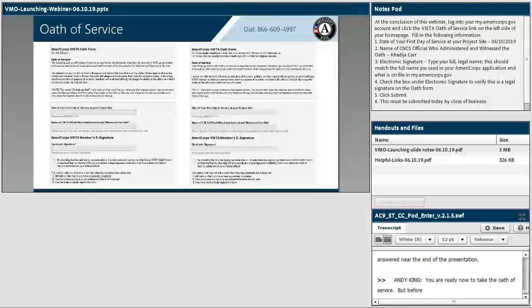All right, so you're ready now to take the oath of service, but before we administer the oath, I have a few instructions for filling out the electronic oath form. So first, be aware that immediately after the conclusion of this webinar, you will receive an automated email alerting you that your electronic oath has been unlocked at my.americorps.gov, and then you would need to log in to complete and submit your electronic oath form.